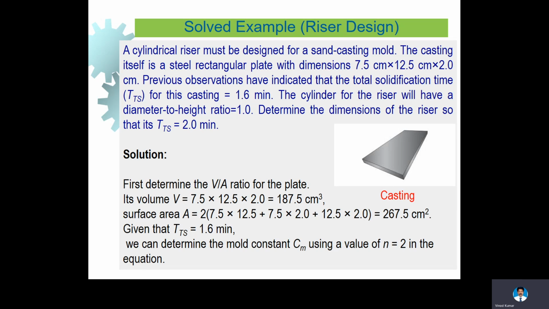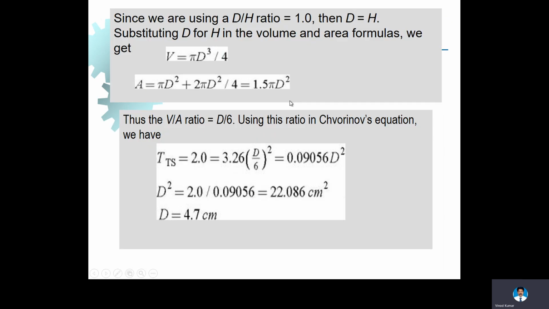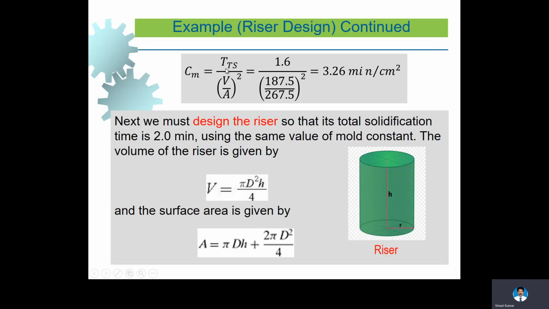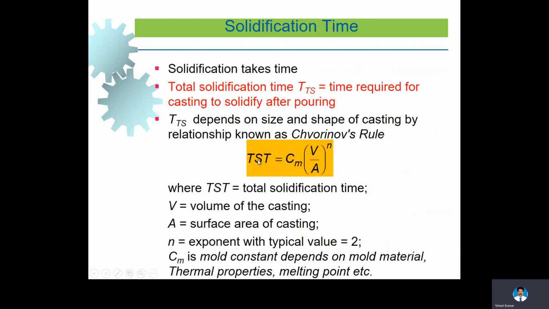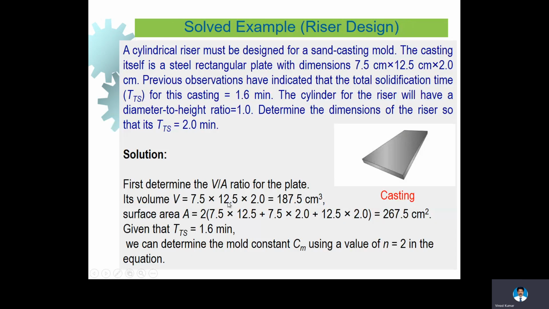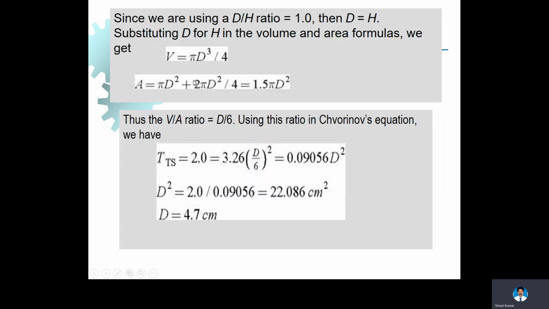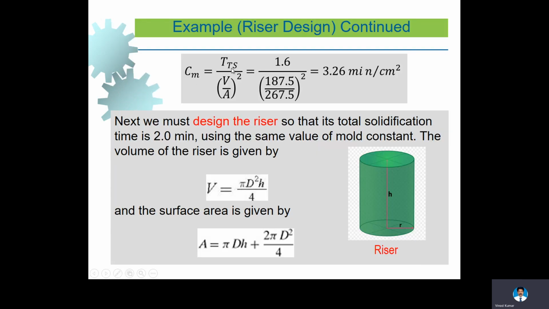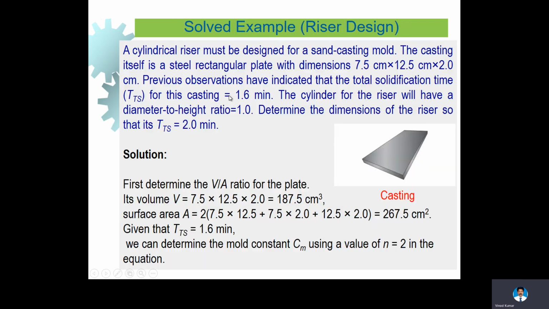As I explained before, we have to use Chvorinov's equation. I already explained it to you. Chvorinov's equation is TST equals Cm times V over A raised to n. From here, we get this equation. The mold constant Cm is the time for solidification divided by volume over area raised to n.